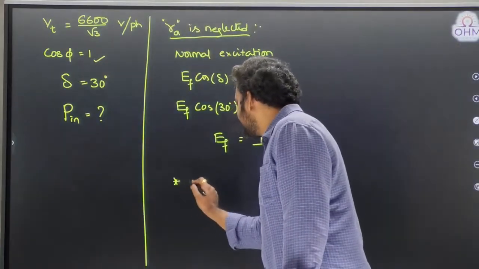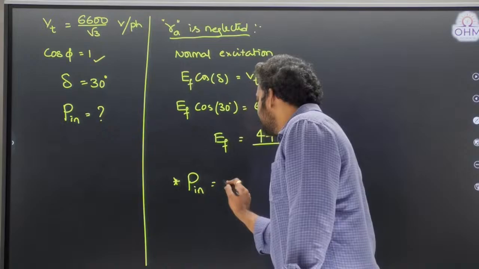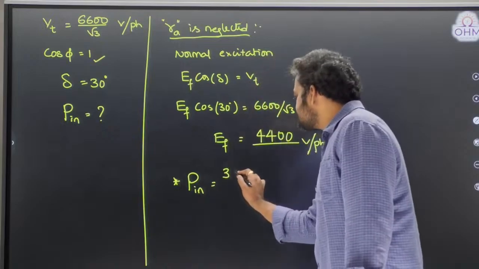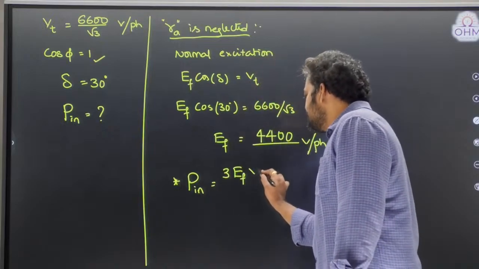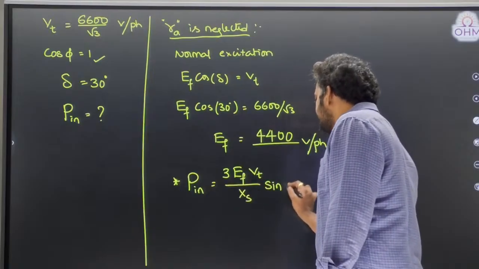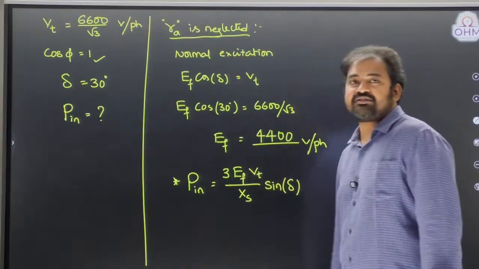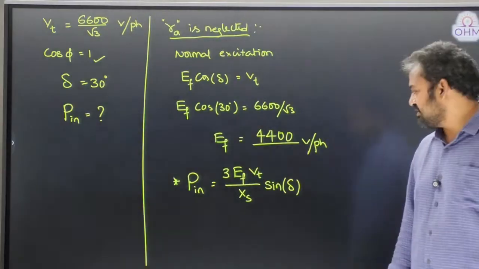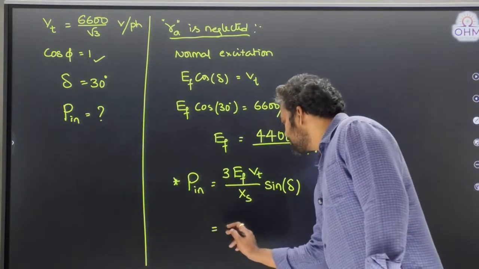What is the formula for active power? Active power when armature resistance is neglected is 3 into EF into Vt by XS into sin delta. Remember, if you don't multiply that 3, you don't get 3-phase power. Okay, so now every quantity is known here.